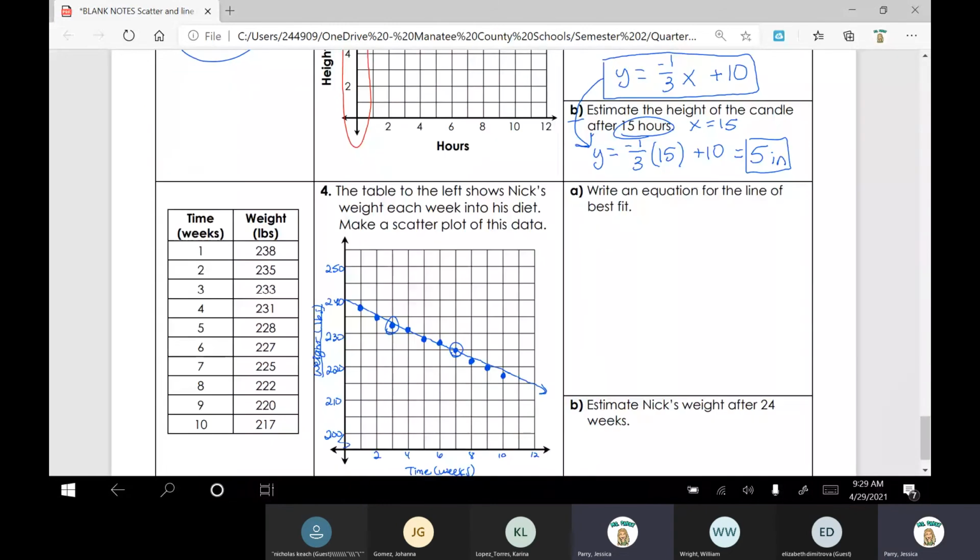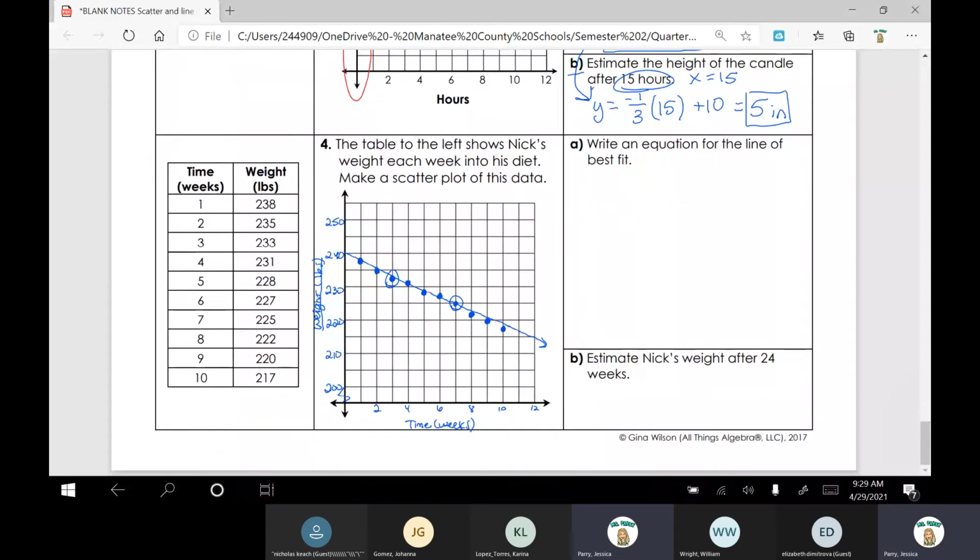Okay, and last question, I think. Yep, last question here. Says number 4. We're going to be kind of combining both our scatter plot with our line of best fit, putting it all together. It says the table to the left shows Nick's weight each week into his diet. Make a scatter plot of this data. So I've got time and the weight, because we have time and weight, plotted all of those points, and I drew my line of best fit.